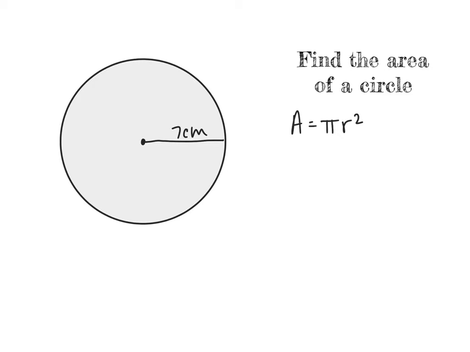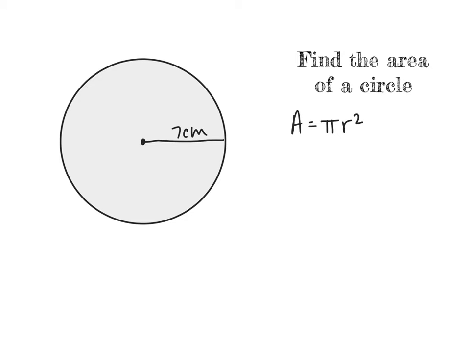Now, why do I square it? Well, because area is a two-dimensional measurement, right? Circumference, that's one-dimensional, right? Area is two-dimensional. So how do I make it two-dimensional? I square my radius here. So now that I know what the formula is, let's find the area of this given circle.